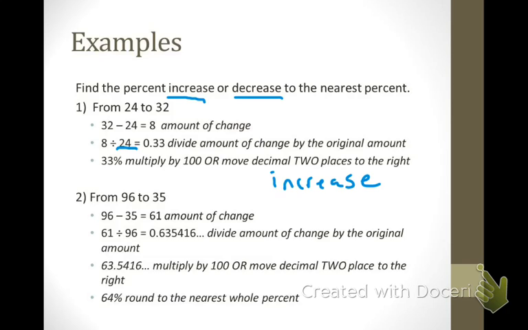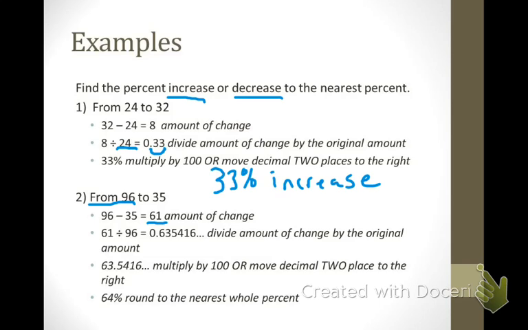When you divide those two numbers, and I'm okay with you using a calculator, you get 0.33. And then now we move the decimal 2 places to the right, so from 0.33 we move it 2 places over to get 33%. So we know that it's going to be a 33% increase. Next problem, from 96 to 35, again we subtract and we'll get 61. Then we're going to divide by what we started with. We can tell because it says from 96, so we're going to divide by 96. You get a really long decimal here.